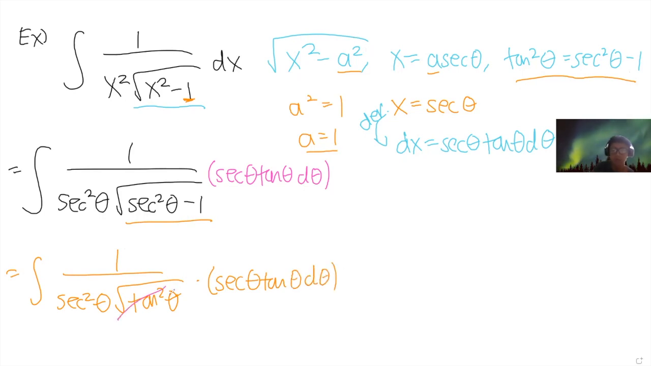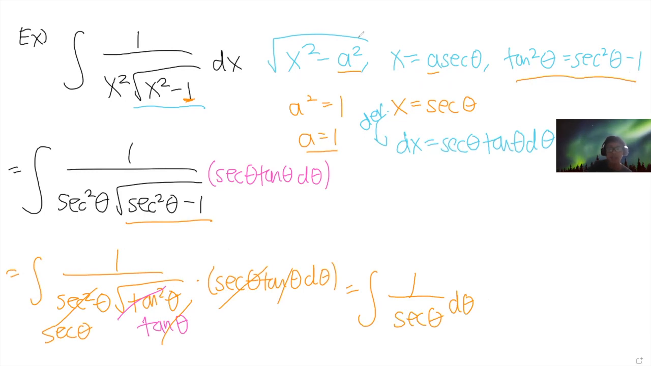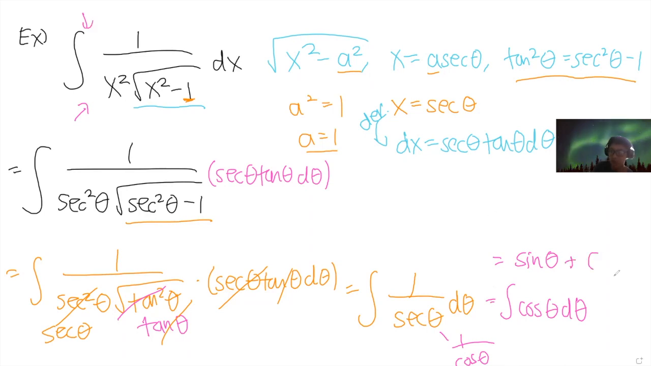So the square root of tangent squared theta is actually just tangent theta, right? And now we're going to go fruit ninja. Boom, boom, boom. The tangent thetas cancel out. One of the secant thetas cancel out. So you're left with the integral of 1 over secant theta d theta. Well, secant theta is actually 1 over cosine theta. So 1 over secant theta is just the same as the integral of cosine theta d theta. And the integral of cosine is sine theta. But since there are no bounds and this is an indefinite integral, we must put our plus c.